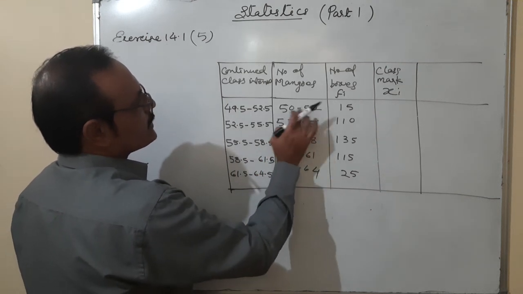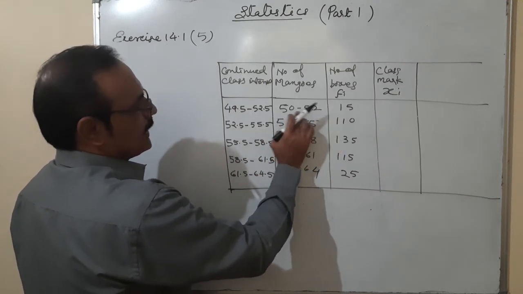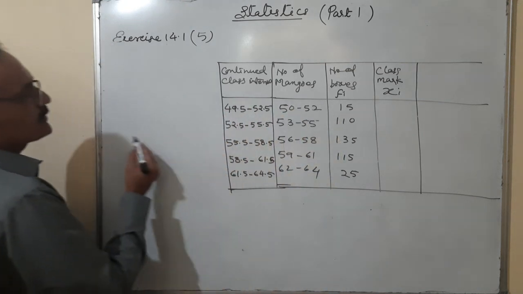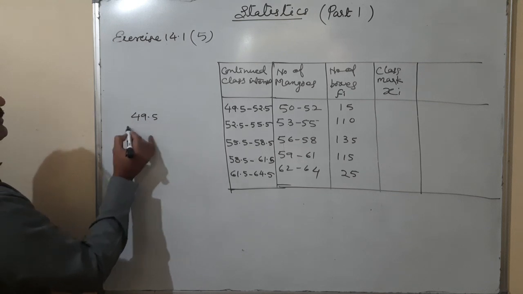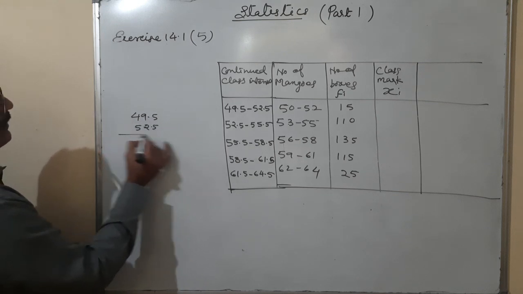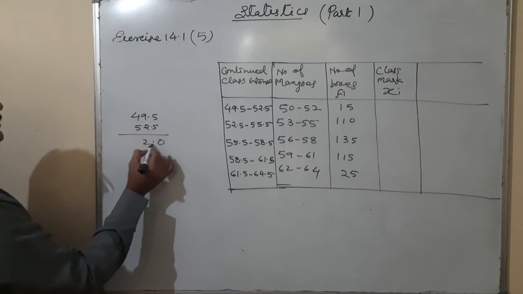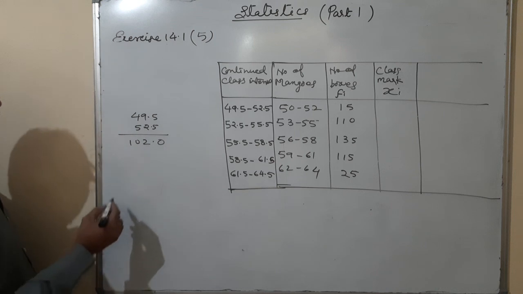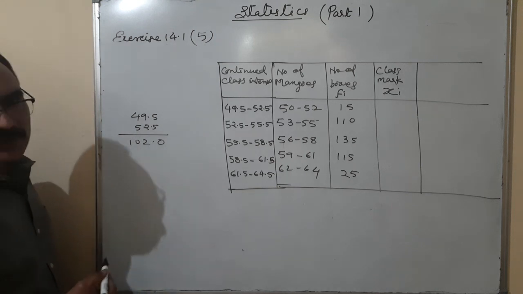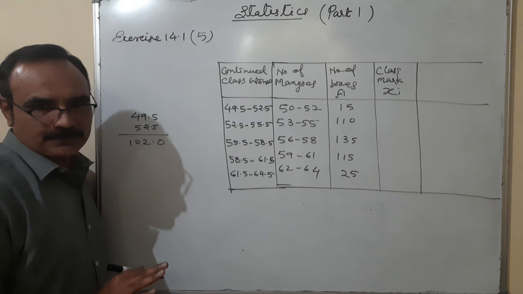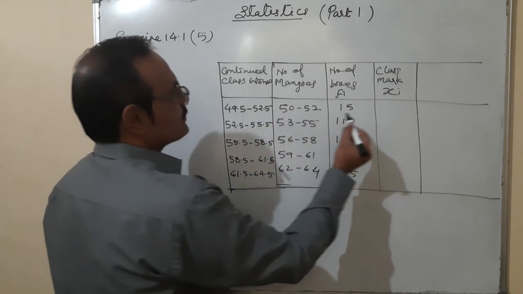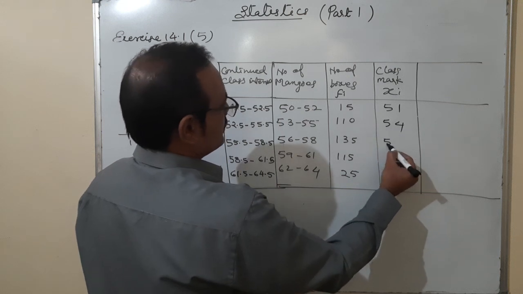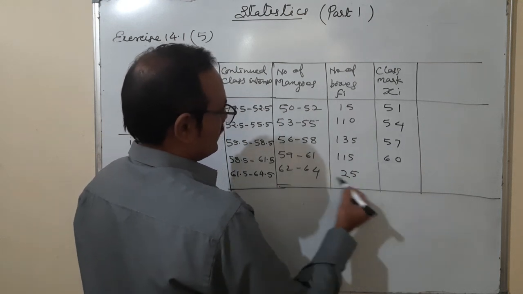If you find the class mark of 50 and 52, you add them and divide by 2. What is the result? 51. Here let us see 49.5 and 52.5. Adding gives 102, and 102 divided by 2 is 51. The class mark is coming the same. So I am writing here the same: the class mark is equal to 51, 54, 57, 60, and 63.